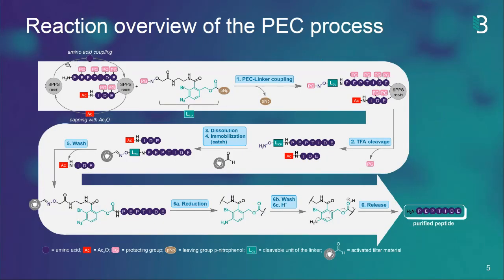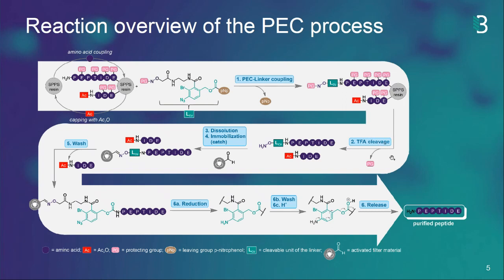So now let's have a closer look at the whole process. You start with the coupling of the amino acids one after another onto the SPPS resin to give the full-length peptide, which is side chain protected. And between each amino acid coupling follows a capping step with acetic anhydride, so that all truncations are capped, whereas the amine of your desired peptide remains free to be able to react with the carbonate group of the linker in the first step, the PEC linker coupling.